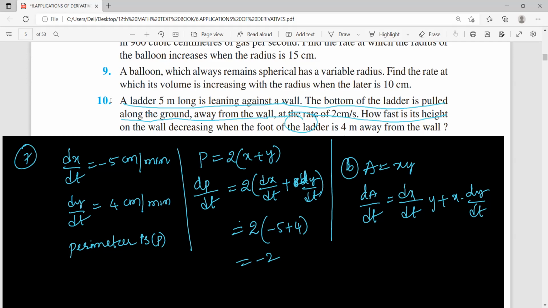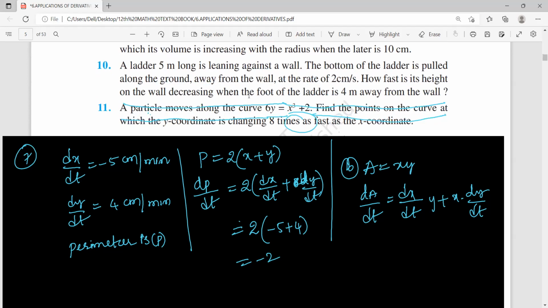The 10th question is the only question where you have a little difficulty. Only the 10th question in the whole chapter. Can you do the ninth one as well? I'm a bit confused on that. Yes, the ninth one.